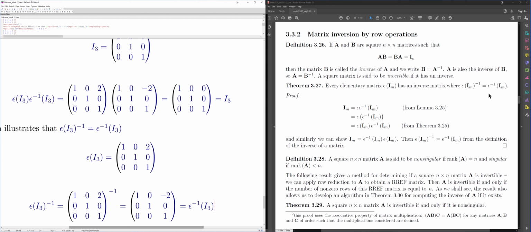That is this equality here. So the example that I just did is an example of Theorem 3.27. The proof is in the notes, and you can always take a look at it.